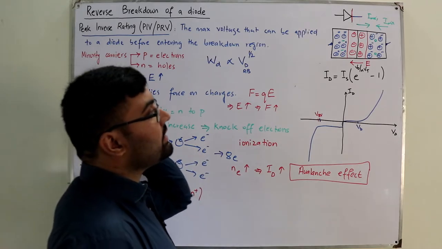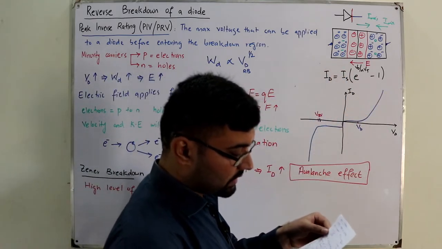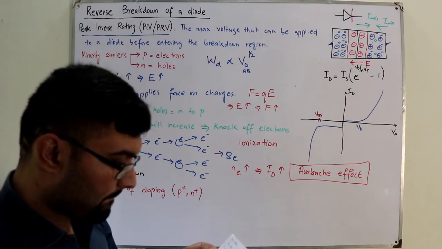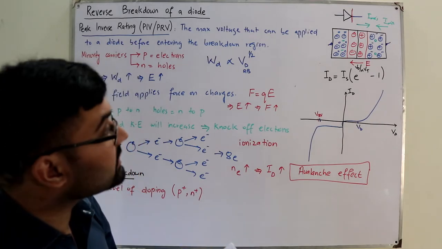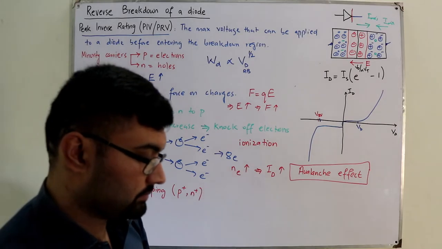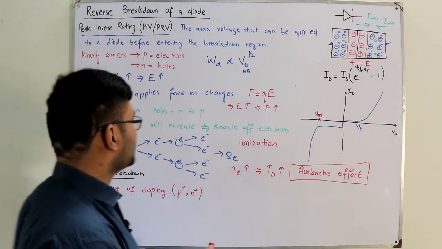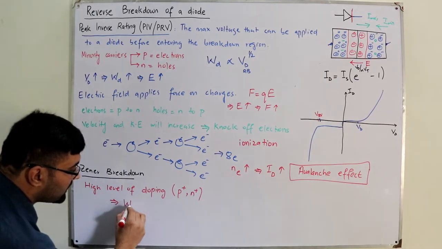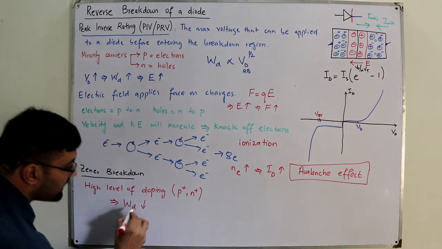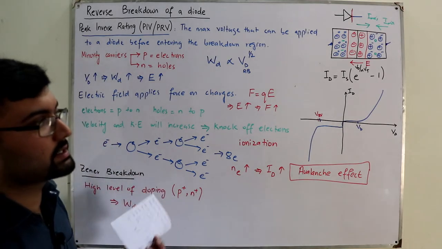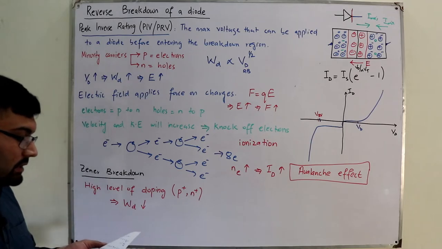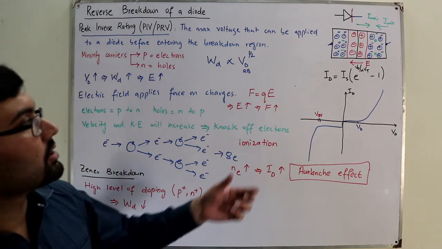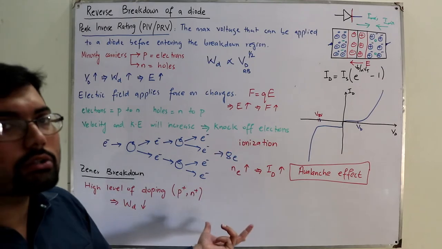If the doping is high, you have a higher number of carriers, so the width of the depletion region would be less. High level of doping would imply that the width of the depletion region is less. And I believe that you're understanding this point. So if the width of the depletion region is less, the electric field could not be that sort of stronger, you could say.